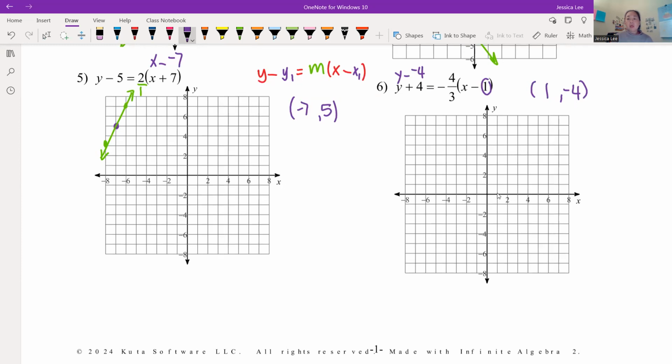Okay, so I'm going to go plot this. So it's 1 to the right and then 4 down. That is going to be my point that I'm using. And then I'm going to use a slope, which is a negative slope, -4/3 to be exact.